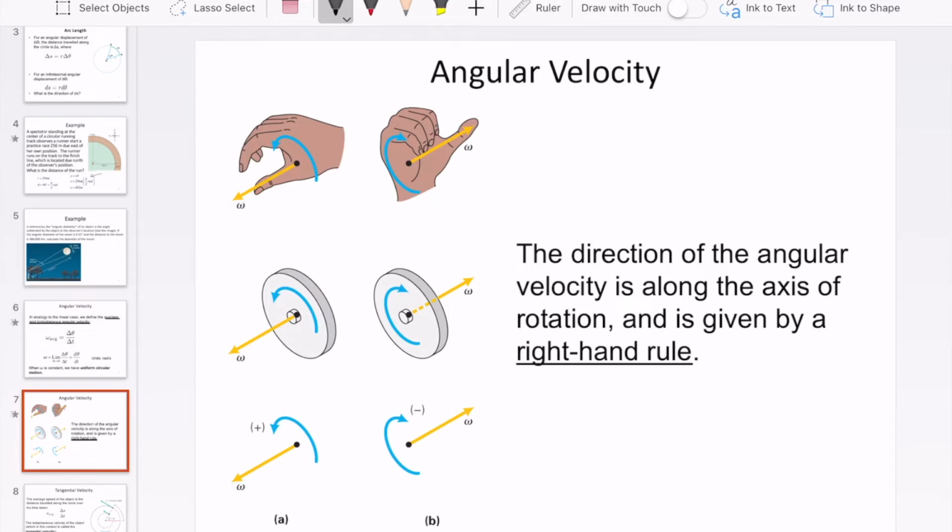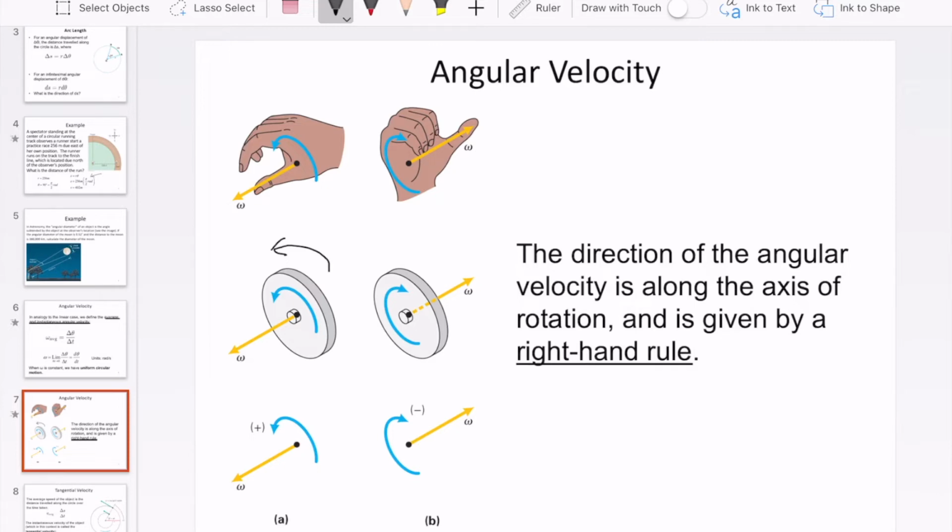How does the right-hand rule work? You curl the fingers of your right hand the way it's shown in the diagram over here. And then your thumb will point in the direction of omega. So for example, if you curl the fingers of your right hand in this direction, then your thumb, you'll find, is pointing in the direction of the arrow shown.